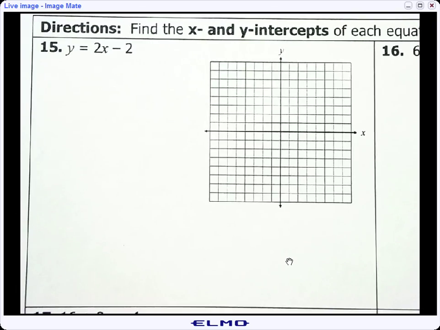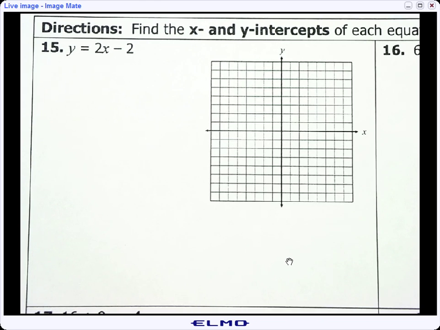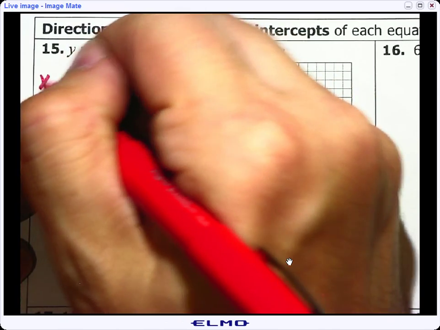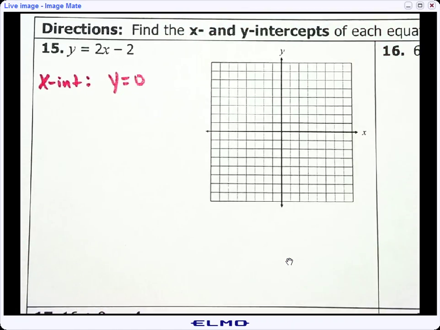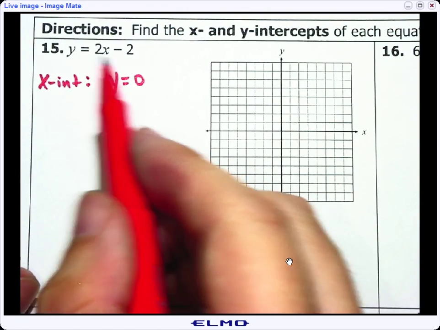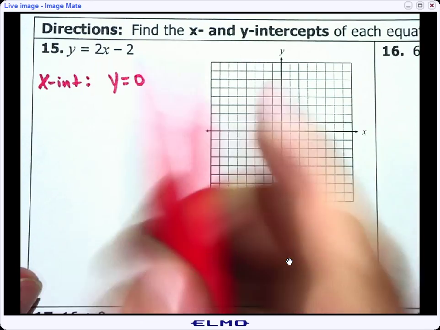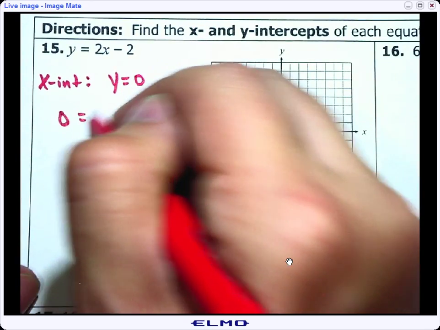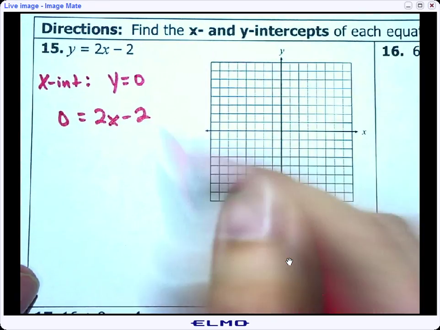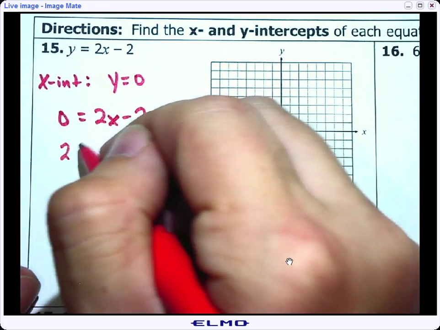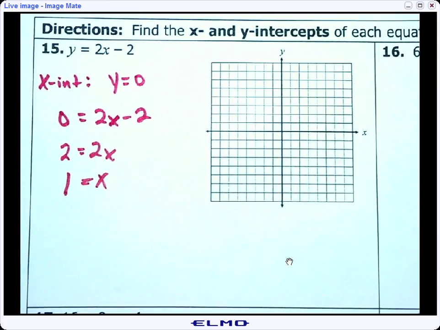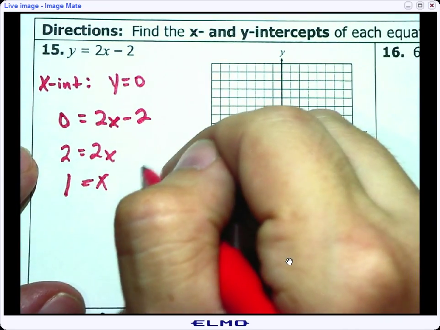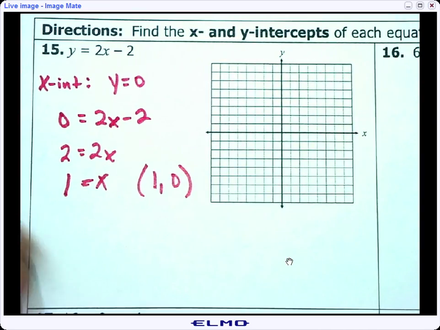15. Now we're asked to graph using x and y intercepts. So remember to find the x-intercept, we set the y equal to 0. So take the equation, replace the y with 0, solve for x. So this turns into 0 equals 2x minus 2. Here we would add 2 to both sides to get 2 equals 2x, which means x equals 1. The x-intercept is a point, so we write it as (1, 0).